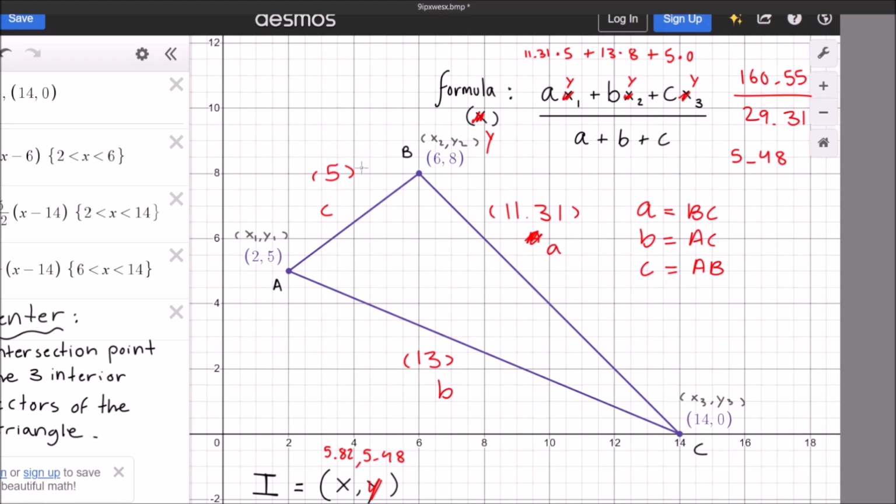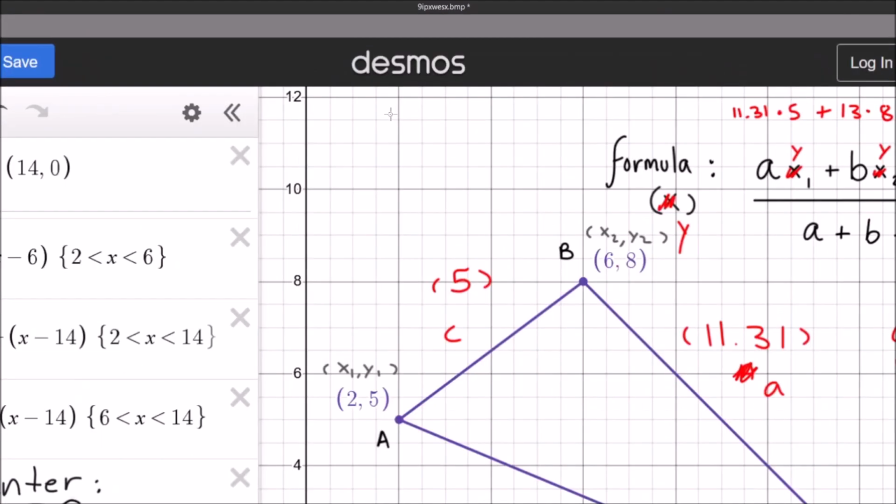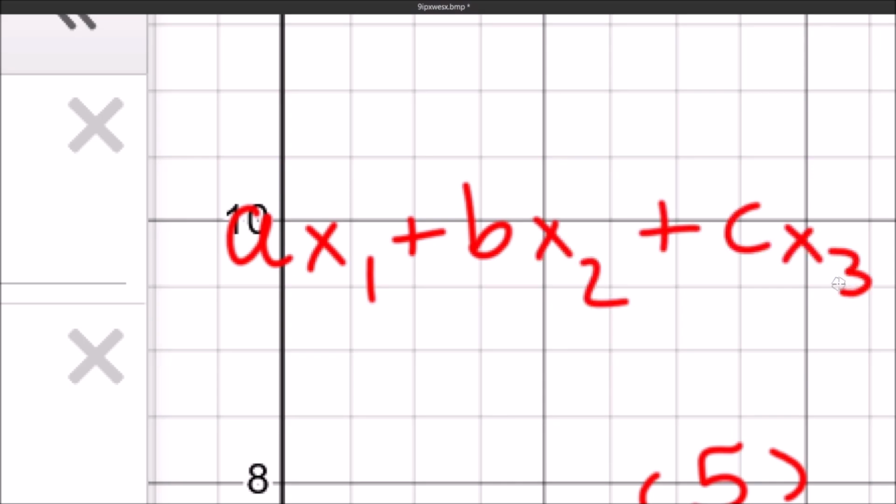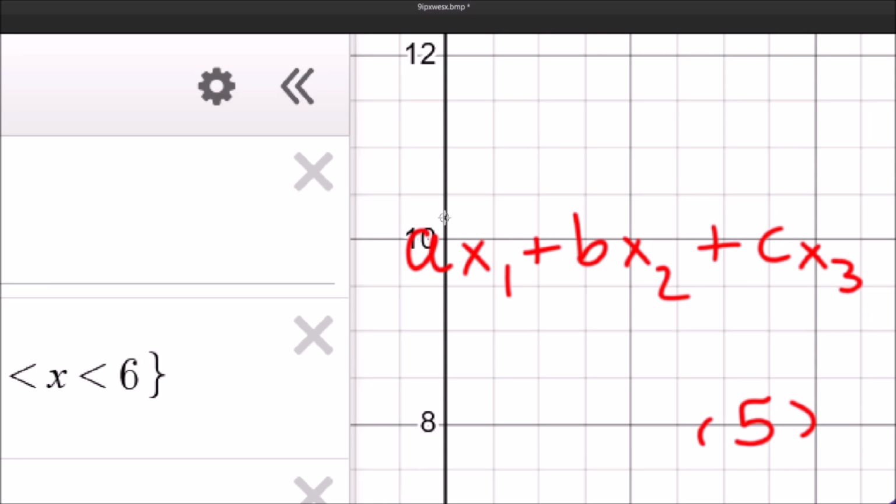To sum it up, step 1, find the lengths of your sides. Step 2, make sure you've marked down what's A, what's B, and what's C from your different points. And step 3, plug it in. The x formula is a x1 plus b x2 plus c x3 divided by a plus b plus c. And then for the y, just replace everything with x with y.